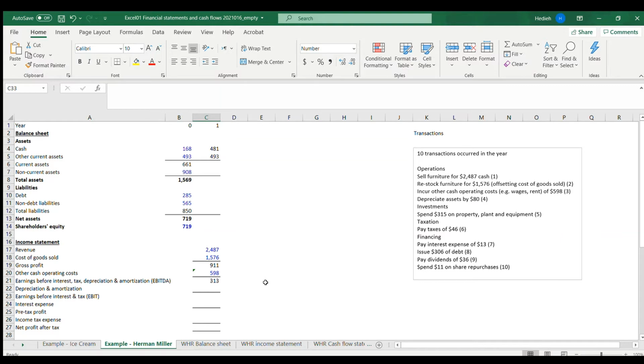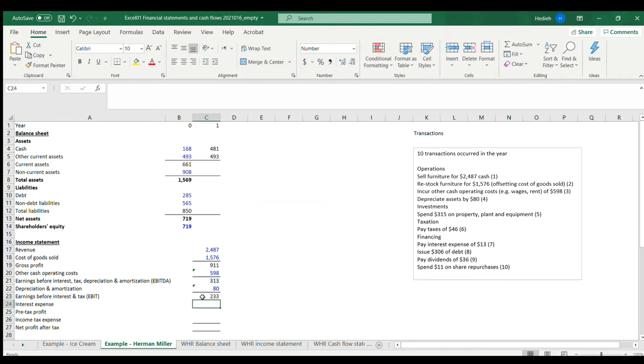Now we should go to the fourth transaction. The fourth transaction is depreciation of $80. First of all, depreciation is considered in the income statement. As you can see, after we find EBITDA, we should subtract depreciation and amortization. So add depreciation in this section. Now you can find EBIT, or earnings before interest and tax.